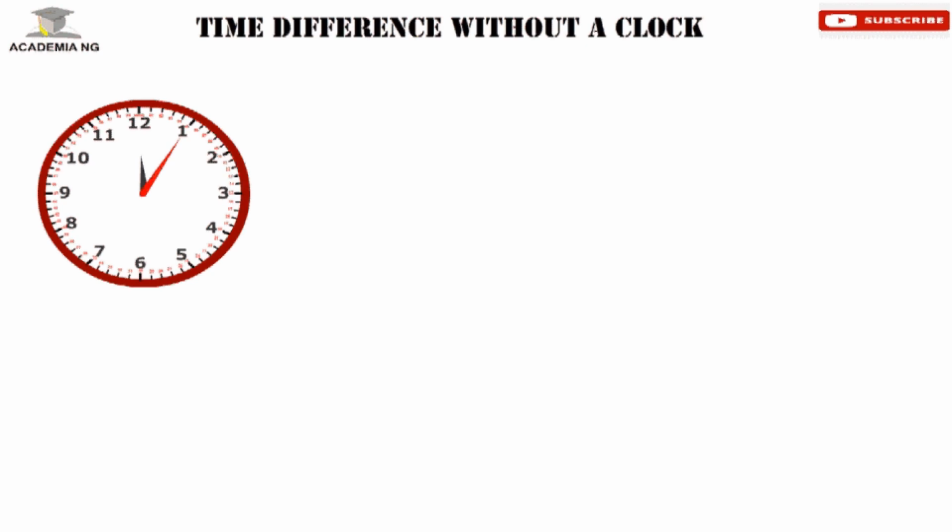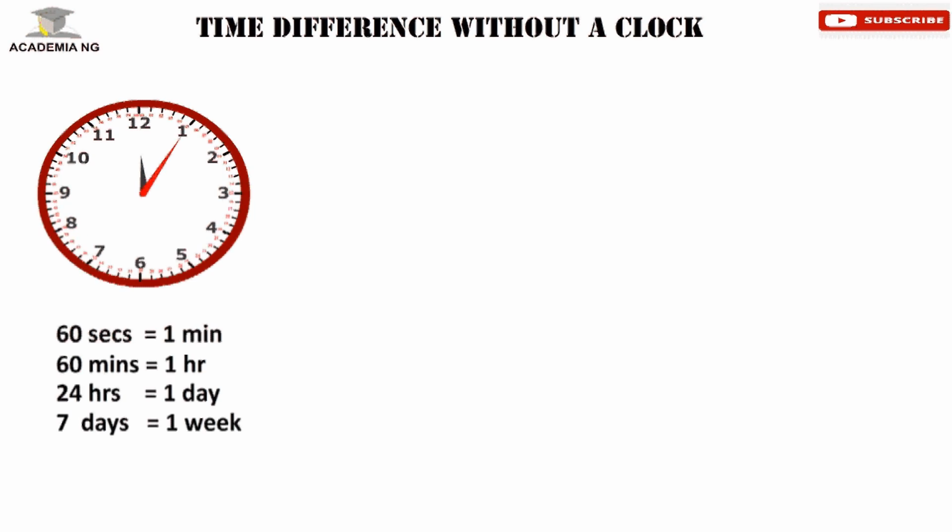We need to know that 60 seconds make a minute, 60 minutes make an hour, 24 hours make a day, and 7 days make a week. Let's skip the rest for now because we will not be going beyond that in this video.